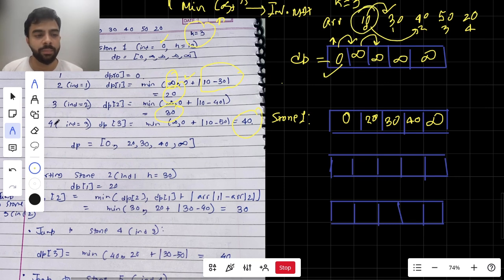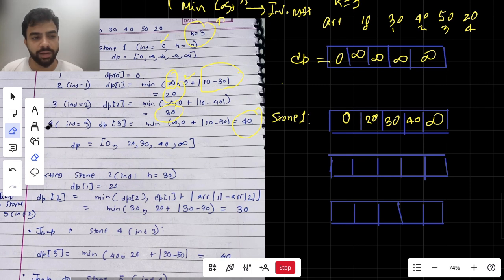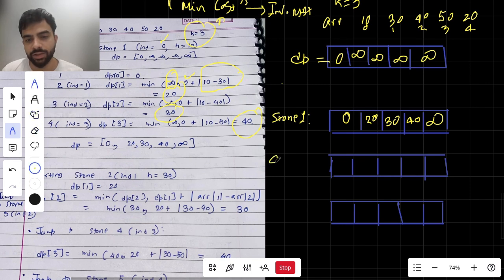Now let us take the example of stone 2. Before I start with stone 2, I'm going to remove all these irrelevant things so that you guys can understand. For stone 2, I'll be doing the same set of actions so that you can figure it out.